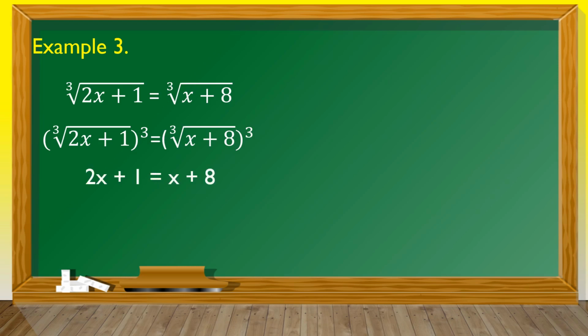Simplify, the result is 2x plus 1 equals x plus 8. Then combine like terms by applying the addition property of equality. So we have 2x minus x equals 8 minus 1. And the result is x equals 7.